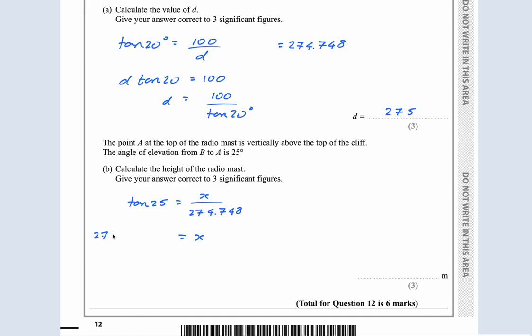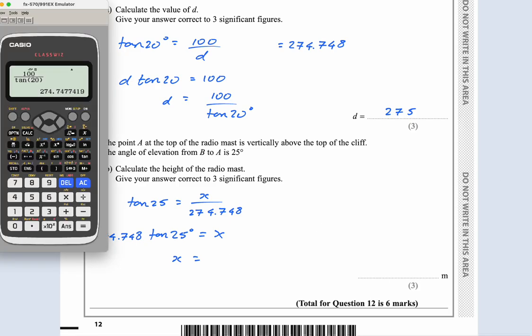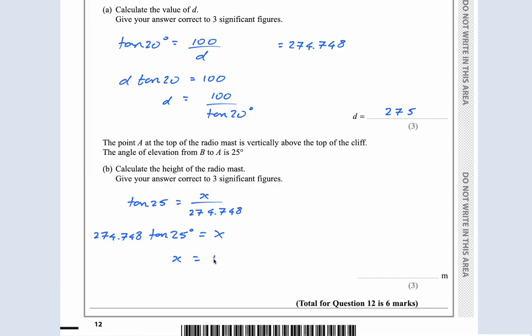So it's 274.748 times tan 25 degrees equals X. So X is equal to 274.748 times tan 25, which is 128.117. So it is bigger than 100, which I wanted.